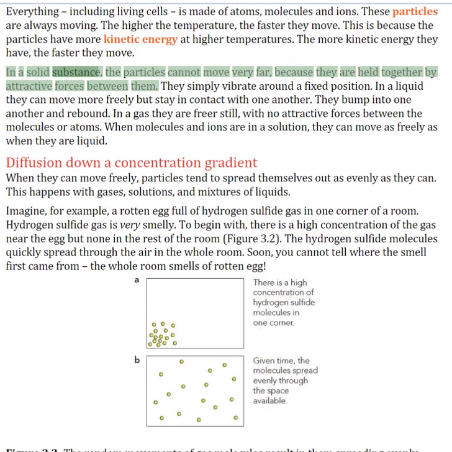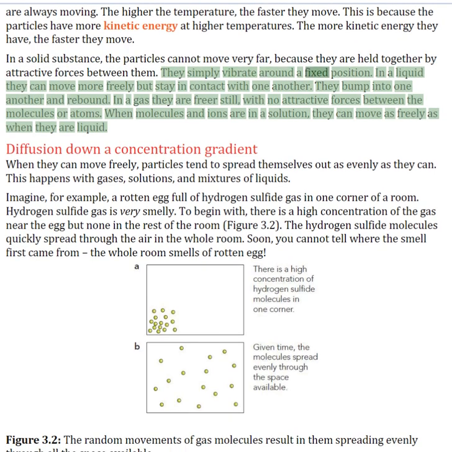In a solid substance, the particles cannot move very far, because they are held together by attractive forces between them. They simply vibrate around a fixed position. In a liquid they can move more freely but stay in contact with one another. They bump into one another and rebound. In a gas they are freer still, with no attractive forces between the molecules or atoms. When molecules and ions are in a solution, they can move as freely as when they are liquid.